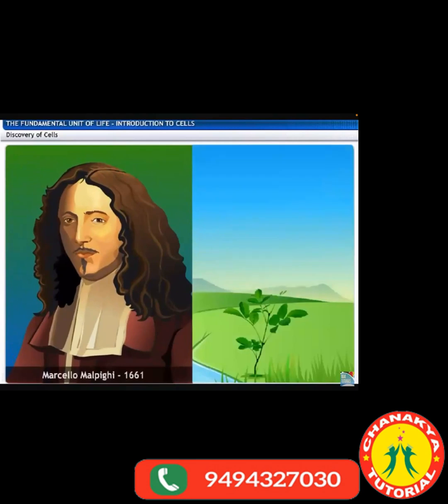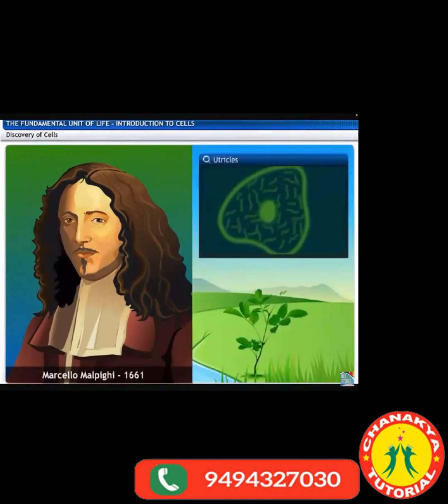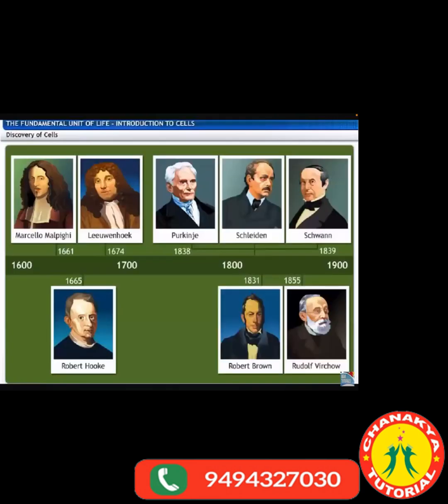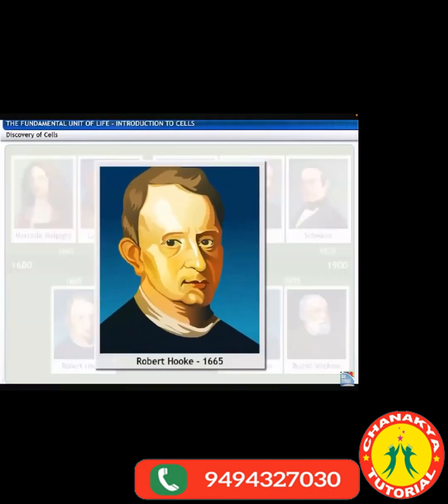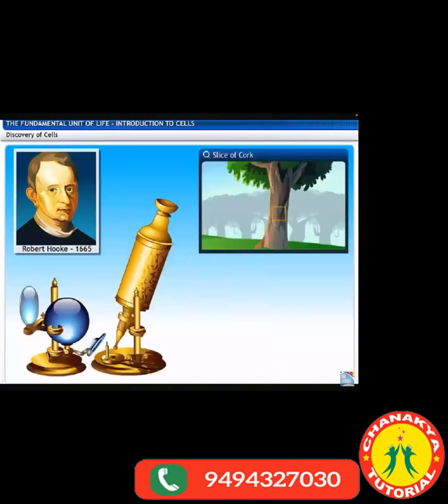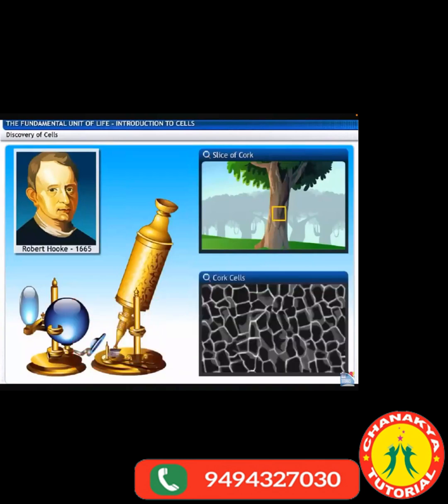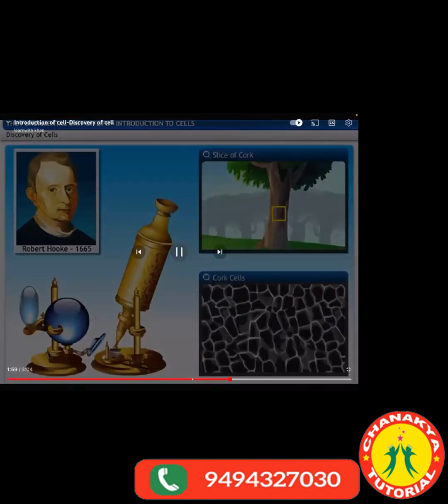Marcello Malpighi, a microscopist, proposed that plants are made of tiny structural units called utricles. In 1665, Robert Hooke, an English scientist, looked at a thin slice of cork through a compound microscope. He observed many tiny, hollow, room-like structures that resembled a honeycomb and called them cells. So see, you can see the structure, the kind of microscope he had actually. It was a very, very nominal one. It was not so useful, there was not so much magnifying power. And that's the reason he was not so successful in that.